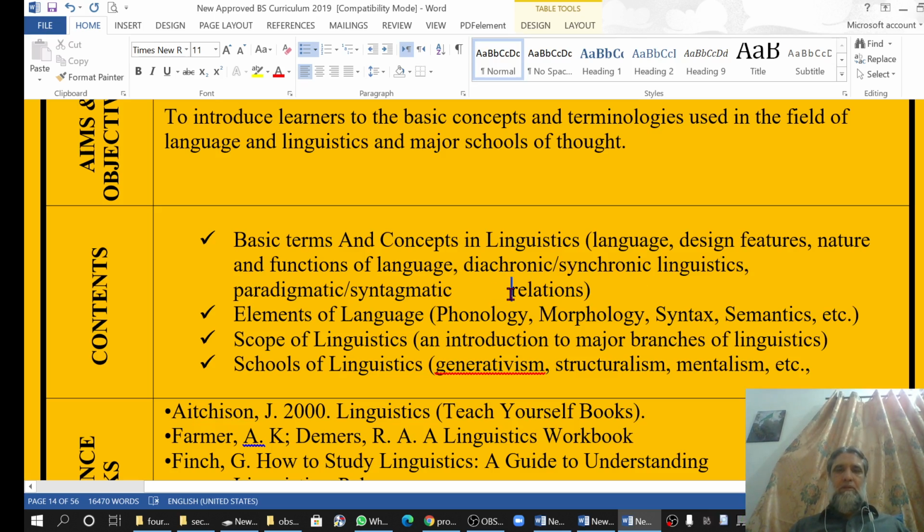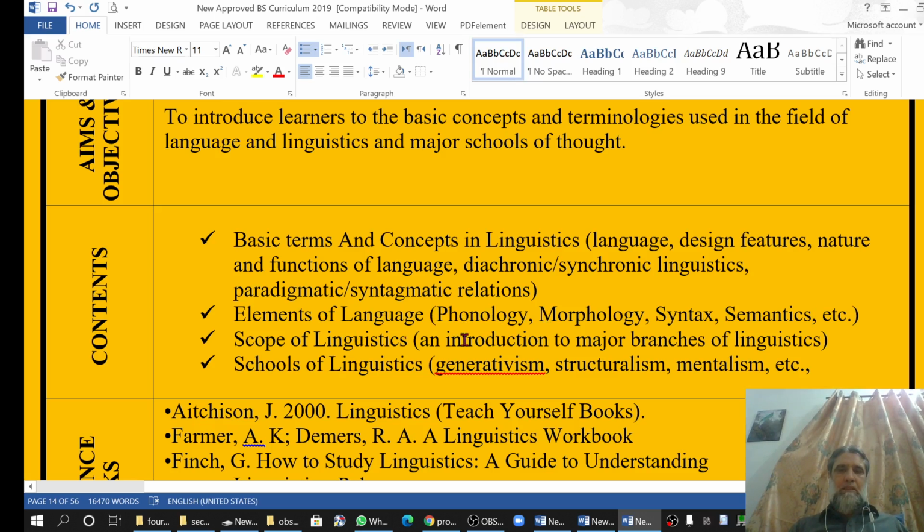Then we will also discuss the paradigmatic and syntagmatic relationships. Once again, these are linguistic terms, and we will discuss them in detail. Though these are given first here, we will discuss them a little later. The first thing we will take in the first lecture will be this area, which is called the elements of language, and the different elements of language will include phonology.